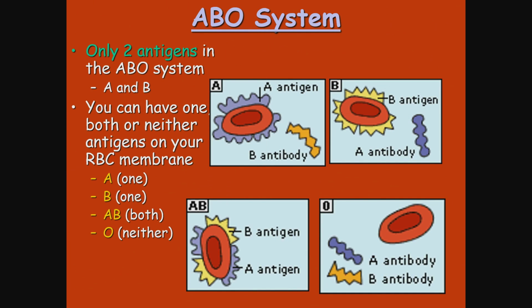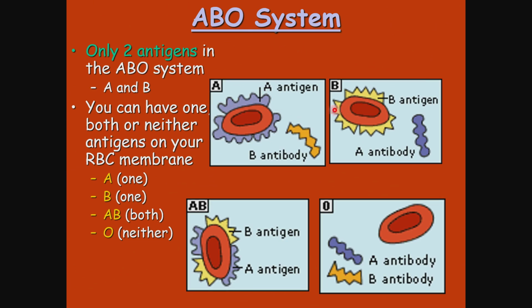The ABO system, there are actually only 2 antigens in the ABO system, and the 2 antigens are A or B. So let's take a look. If you're blood type A, this is what it's showing right here, then you have the A antigen all over your red blood cell. If you're blood type B, you have the B, that's in the yellow, the B antigen all over your red blood cell.